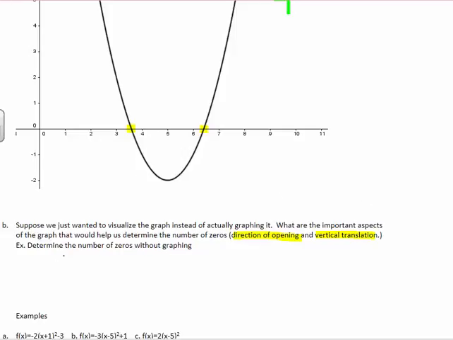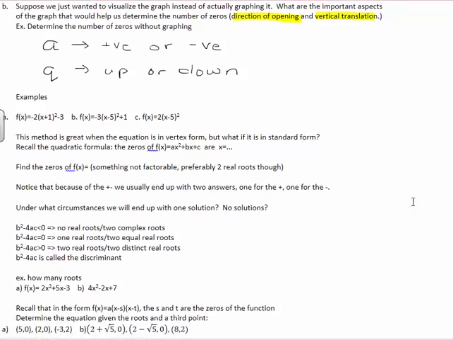So determining the number of zeros without graphing revolves around two things. Your A value, whether it is positive or negative, because that's what tells you if it opens up or down. And the other thing that's so important is our Q value, because that tells us how much up or down we've translated our graph. So good things to get into your notes there. Let's do a few examples together here.